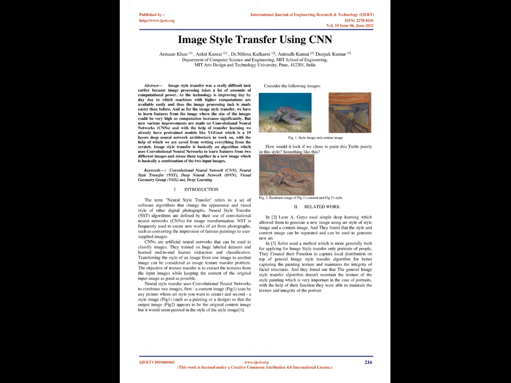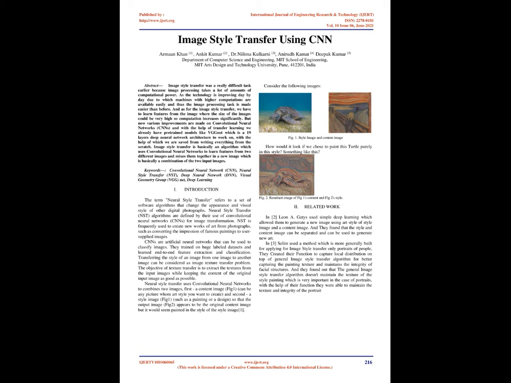Transferring the style of an image from one image to another can be considered an image texture transfer problem. The objective of texture transfer is to extract the textures from the input images while keeping the content of the original input image as good as possible. Neural style transfer uses convolutional neural networks to combine two images. First, a content image, Fig 1, which can be any picture whose art style you want to create, and second, a style image, Fig 1, such as a painting or a design, so that the output image, Fig 2, appears to be the original content image but painted in the style of the style image.